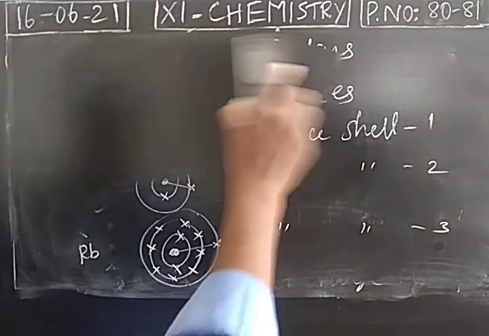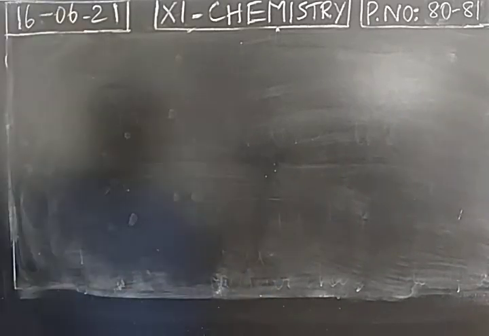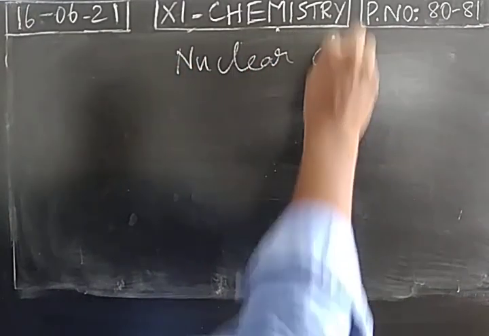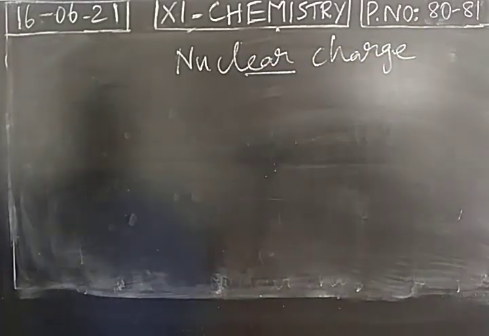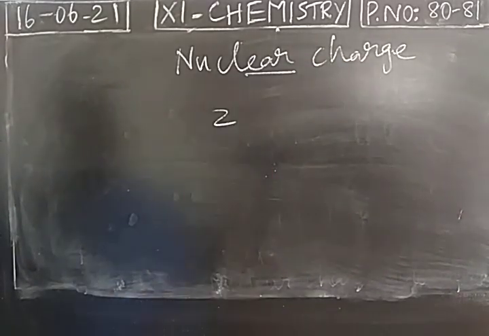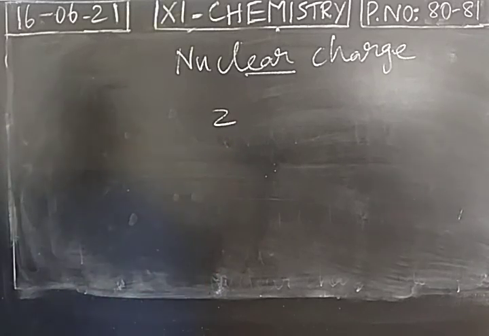Next, we have to know what is effective nuclear charge. Nuclear charge means charge of a nucleus. As I told, the charge of a nucleus is mainly due to protons. It is due to the number of protons. Number of protons is nothing but what? Atomic number. The symbol for atomic number is Z. So nuclear charge can be represented as atomic number or number of protons.